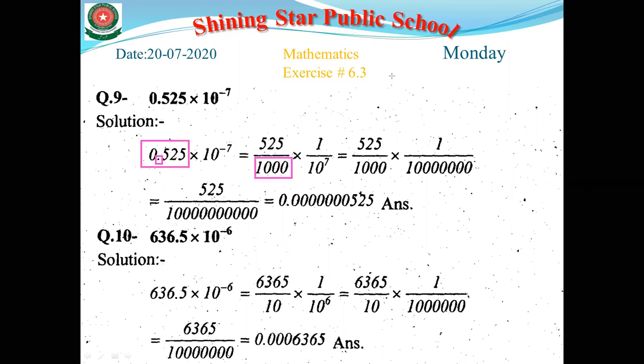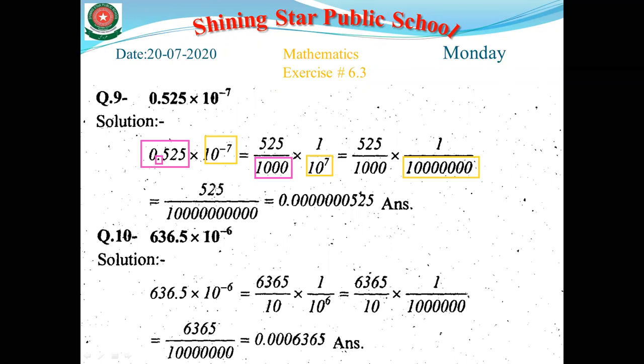Now 10 power minus 7. So when we write the 10 power minus 7 in the denominator, it becomes 10 power plus 7. And 10 power plus 7 means 1 and 7 zeros. So when we multiply 1000 with 1 and 7 zeros, it becomes total 10 zeros in the denominator.